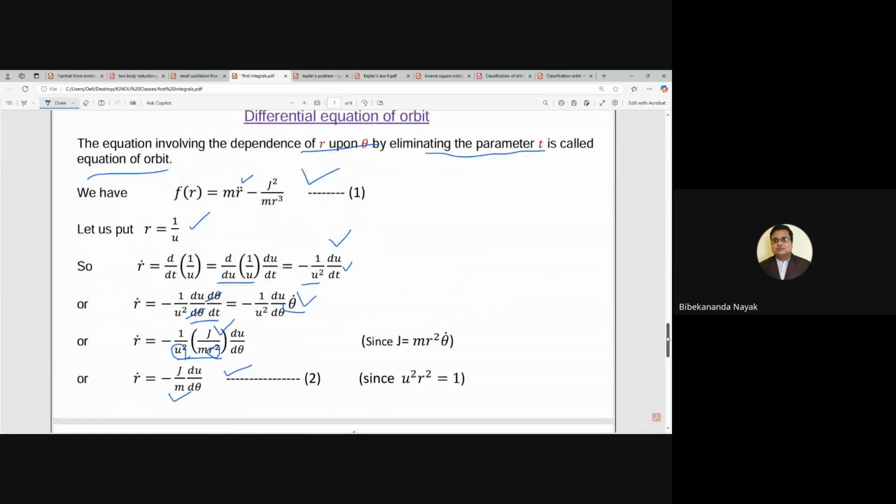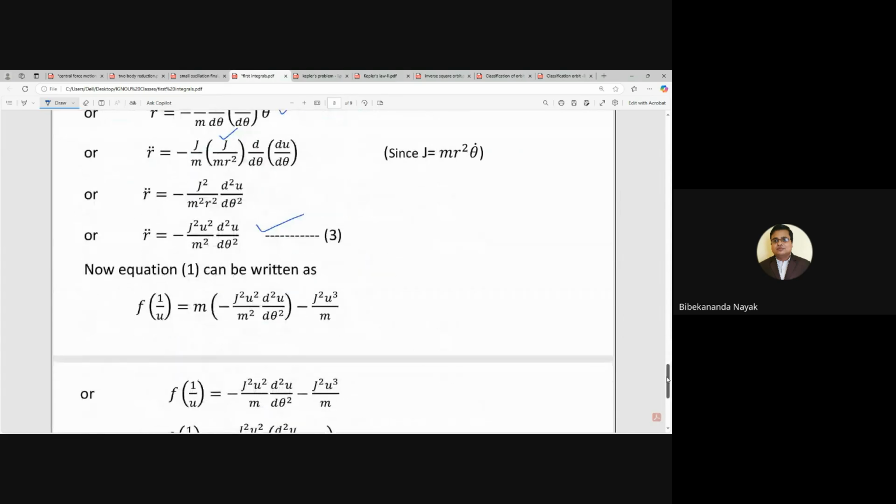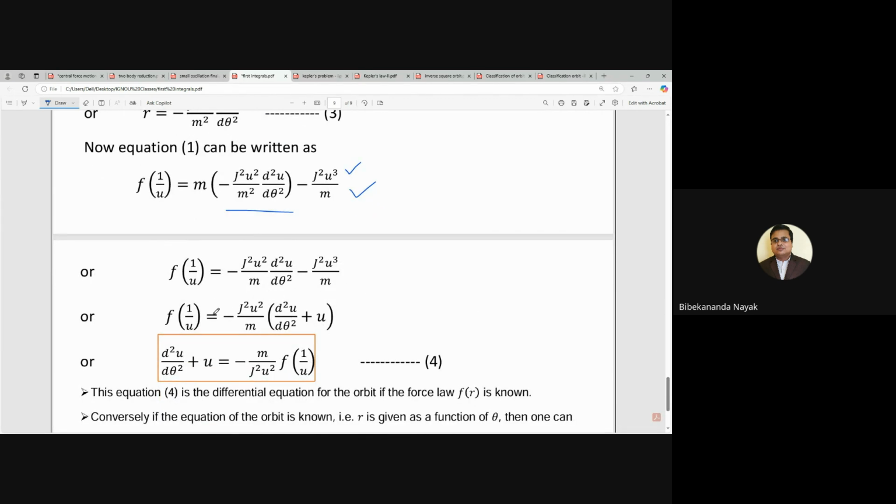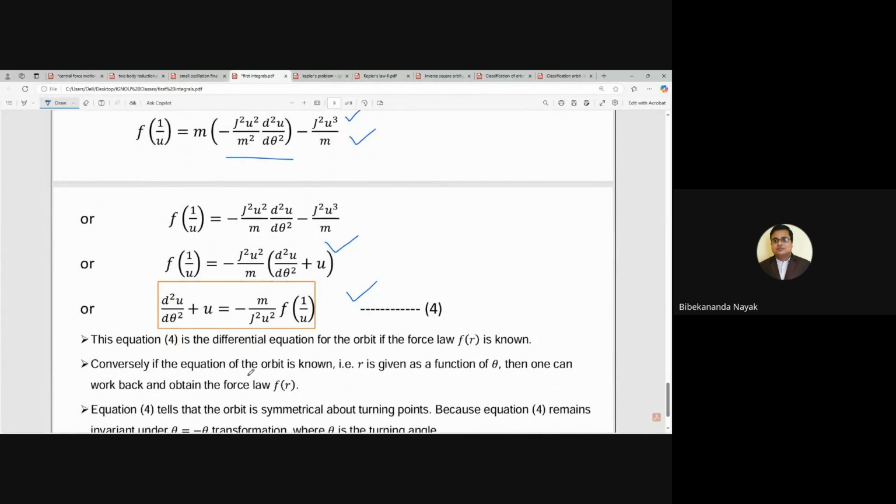Put it in our expression, Fr is equal to m r double dot minus j square by m r cube. R is 1 by u, so it will be u cube in the numerator. So finally we found the function of 1 by u, or d square u by d theta square plus u is equal to minus m by j square u square times the function of 1 by u. This equation is the differential equation for the orbit if the force law is known. If you know the Fr or f of 1 by u, then you can solve this problem and find the orbit. Conversely, if the equation of orbit is known, you can find f of 1 by u or Fr.